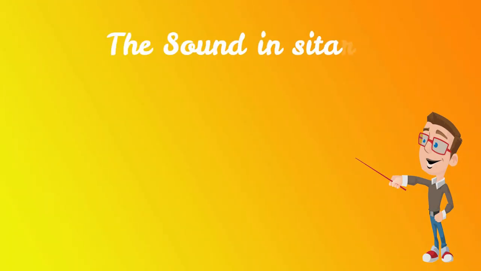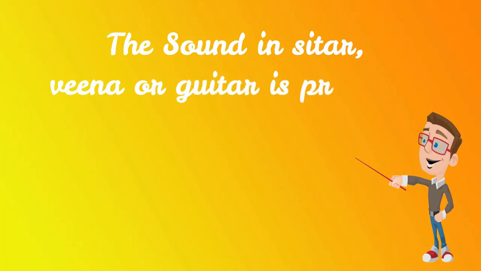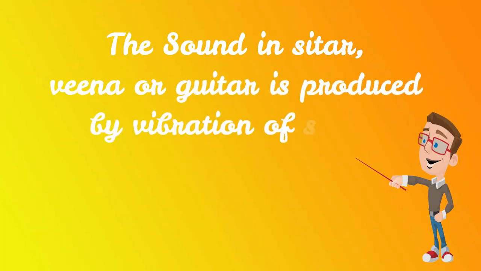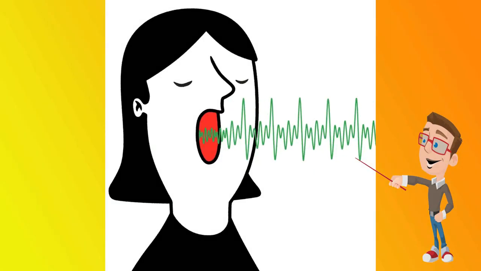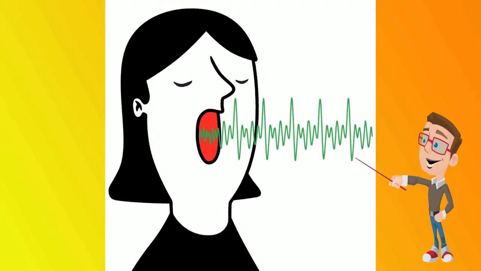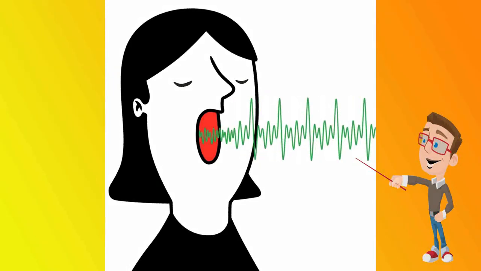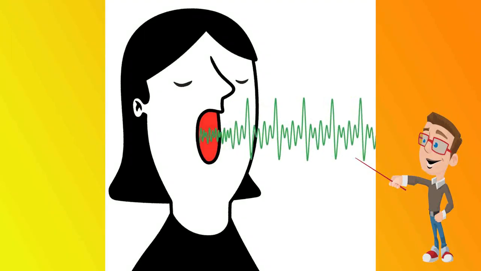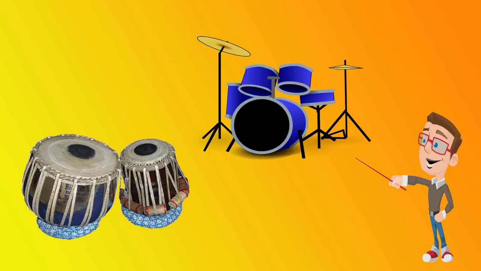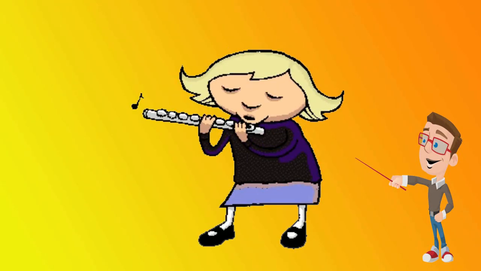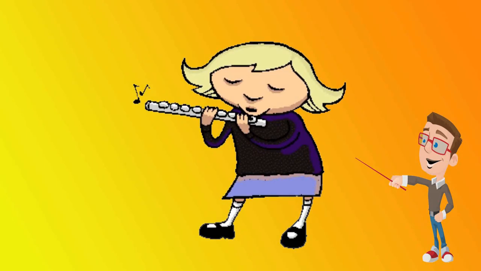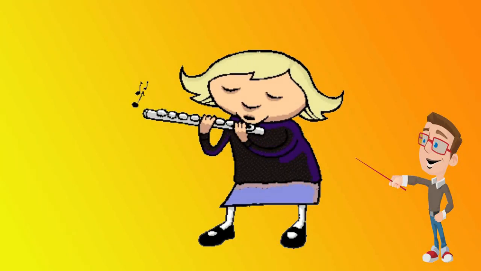The sound in a sitar, veena or guitar is produced by the vibration of the stretched strings, or the sound of our voice is produced by the vibration of the two vocal cords in our throat, which is caused by air coming from the lungs. The sound of a drum or tabla is produced by the vibration of its skin or membrane when struck. The sound of flute, the bansuri, is produced by the vibration of the air enclosed in the flute tube.